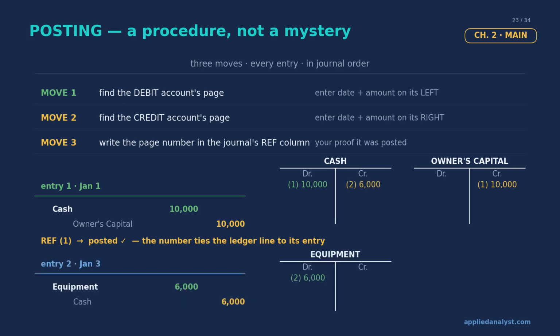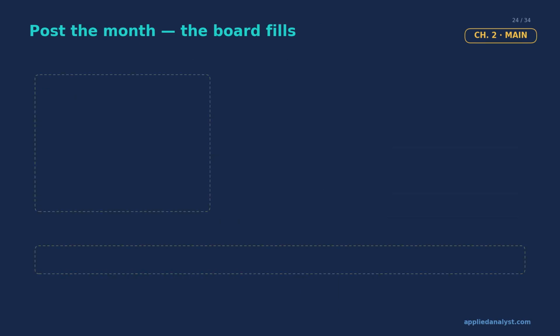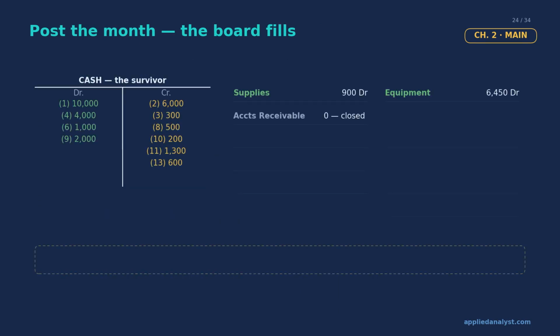Entry 2, debit equipment $6,000, equipment page left side. Credit cash $6,000, back to the cash page, and this time it lands on the right. Look at cash already collecting its story. Money in on the left, money out on the right. Now we post the entire month, and the board fills like a scoreboard.